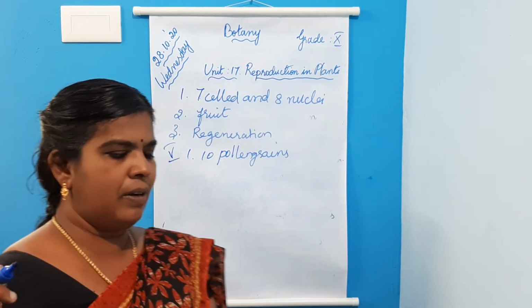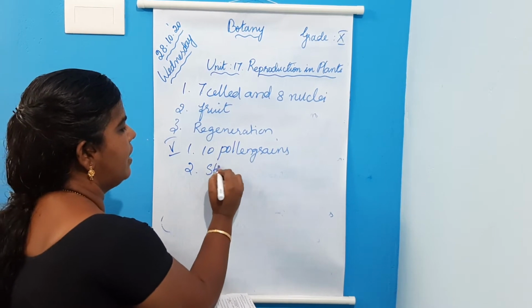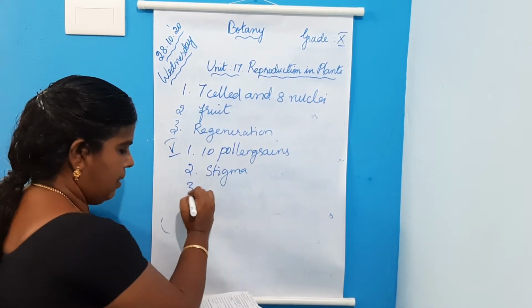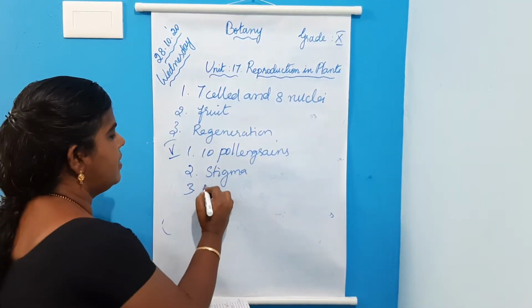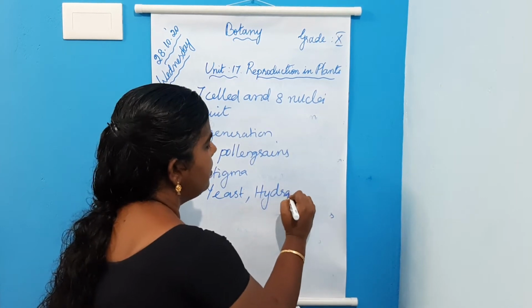Number 2. In which part of the flower does germination of pollen grain take place? Stigma, right? Stigma. Then number 3, name 2 organisms which reproduce through budding. Answer is yeast, hydra. Children, write down in the book.